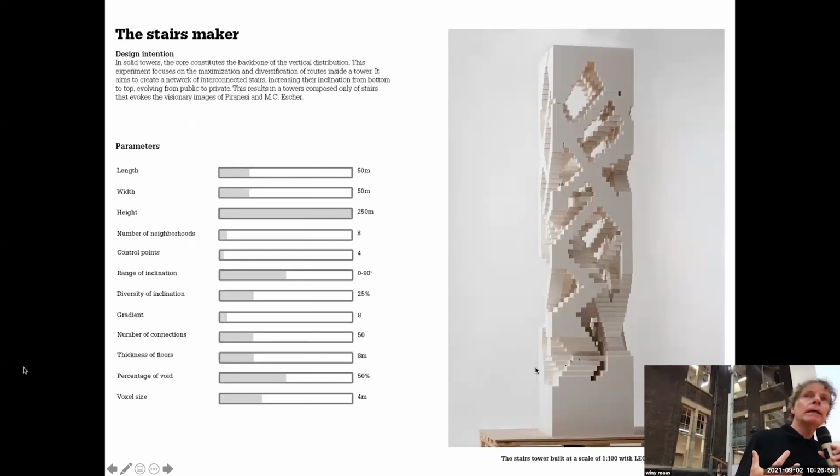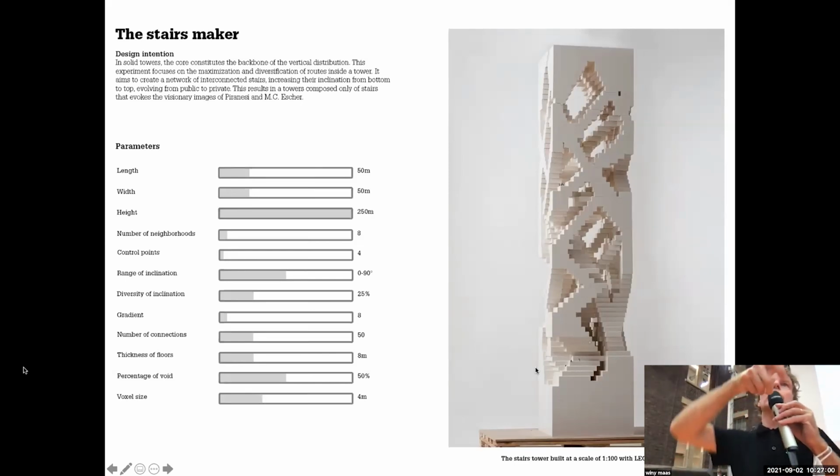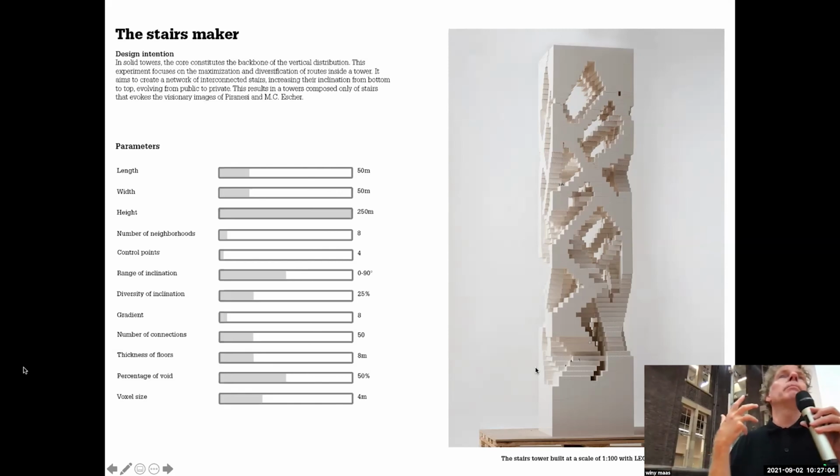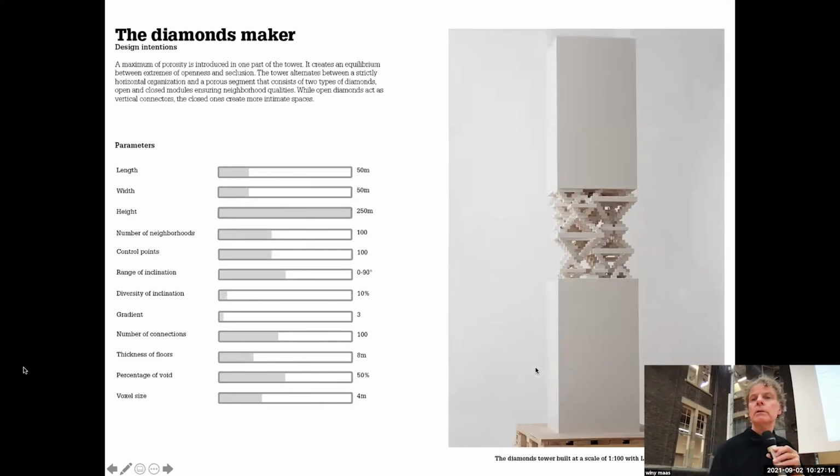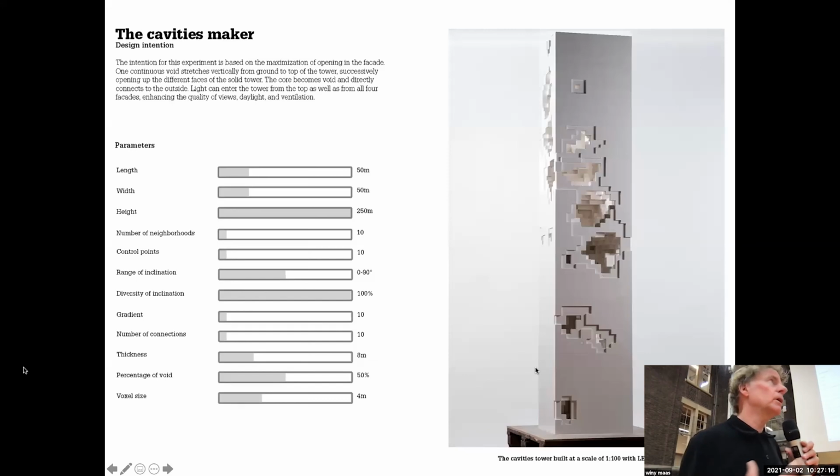This is a stair maker, so the units used in the boundary, in the envelope, to make these stairs, and that leads to a tower which is more beautiful than Escher ever did. Or the terrace maker, which is more developer oriented, so it's easier to make. Or the concentrator, which is also beautiful here.